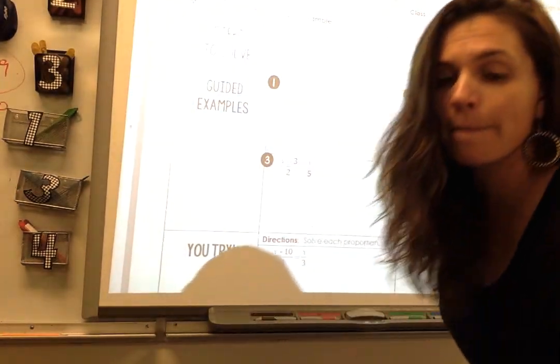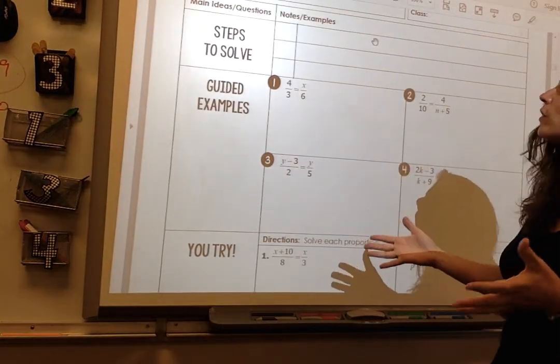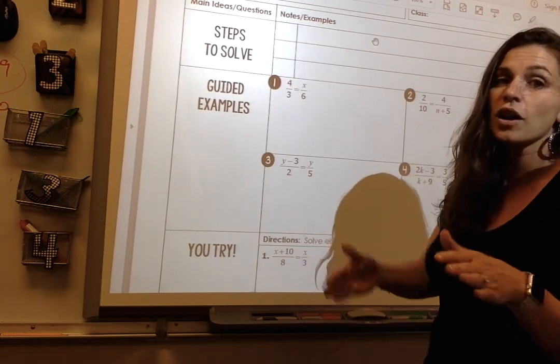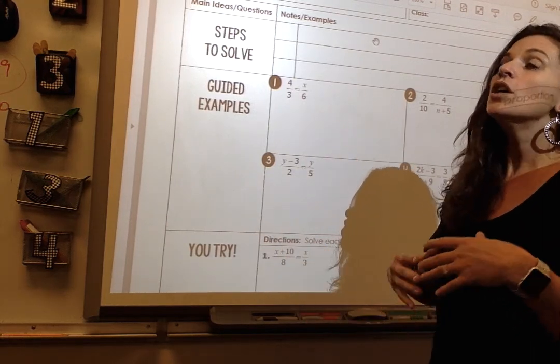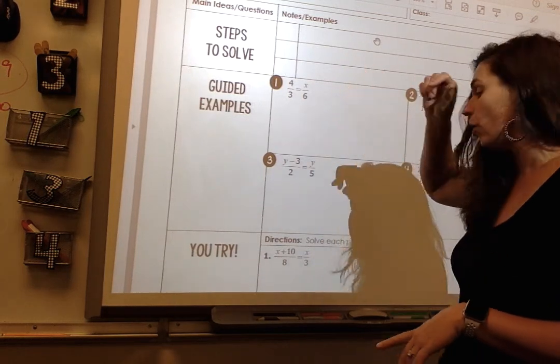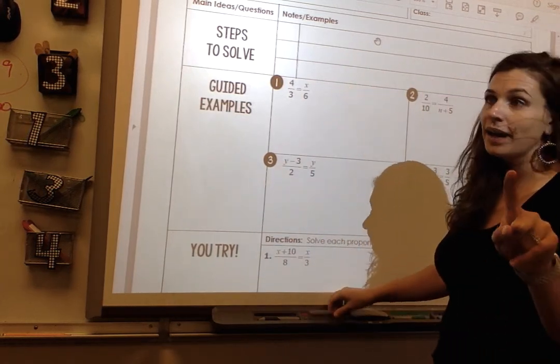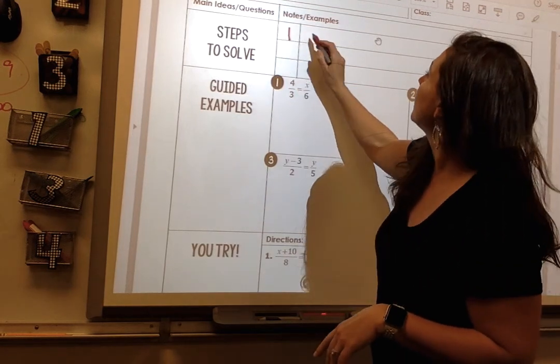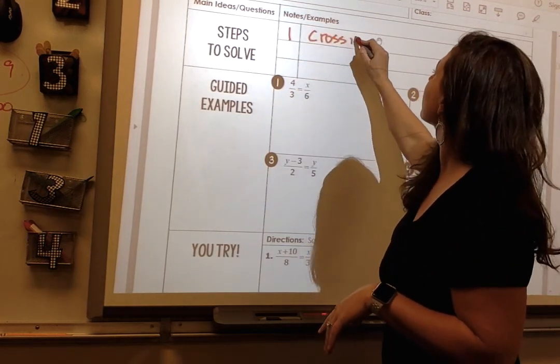All right. We're going to go over the steps of how to solve this. It's a step-by-step process. So if you get lost in your homework and don't know how to do it, go back to your journal. Step one in how to solve an algebraic proportion is cross-multiply.